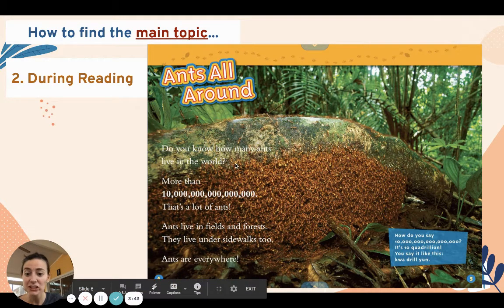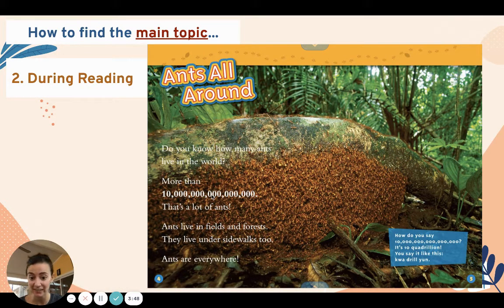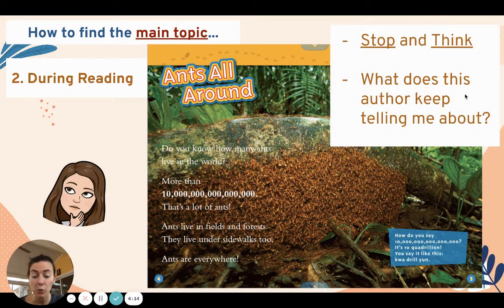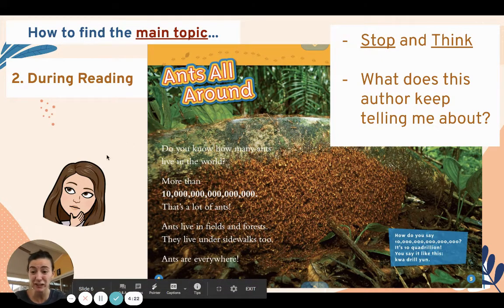Ants all around. Do you know how many ants live in the world? More than 10 quadrillion. That's a lot of ants. Ants live in fields and forests. They live under sidewalks too. Ants are everywhere. Don't skip the text features, friends. Let's read this part. How do you say 10 quadrillion? It's 10 quadrillion. You say it like this, quadrillion. All right, friends, time to stop and think. What does this author keep telling me about? Well, I think it's giving me facts and information about ants, that ants are everywhere.